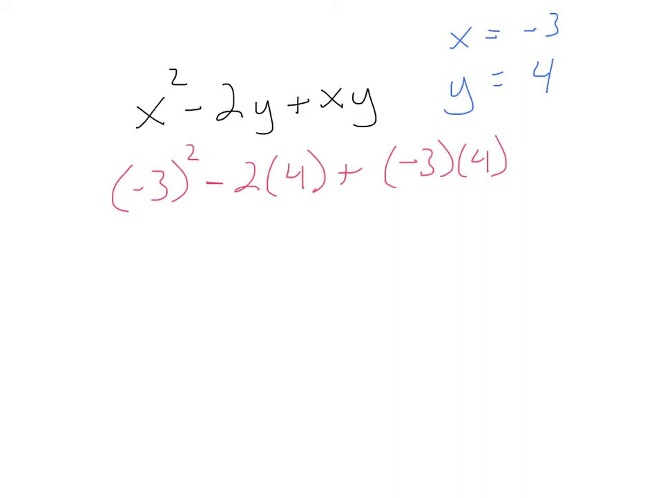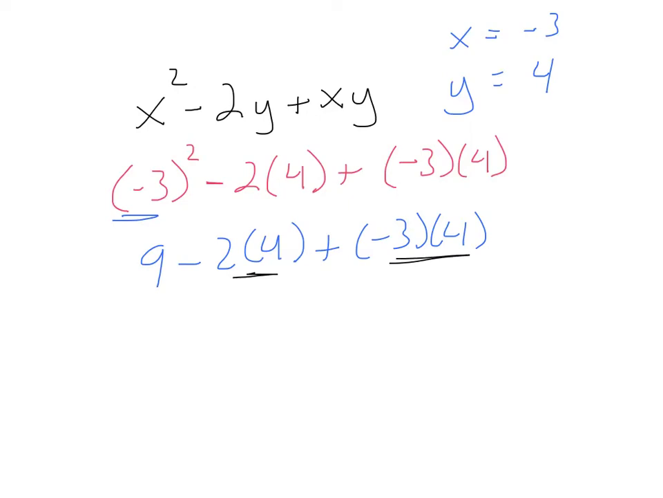So (-3) squared, all right, I'm using the order of operations. I take care of my exponents first, is 9. So now I have 9 minus 2 times 4 plus negative 3 times 4. Now I'll take care of my multiplication and division. I just have multiplication here. So 9 minus 2 times 4 is 8 plus negative 3 times 4 is negative 12. And 9 minus 8 is 1 plus negative 12. And 1 plus negative 12 is negative 11.